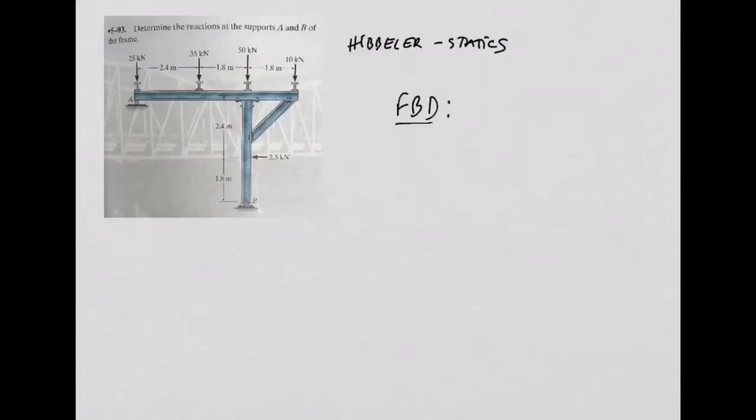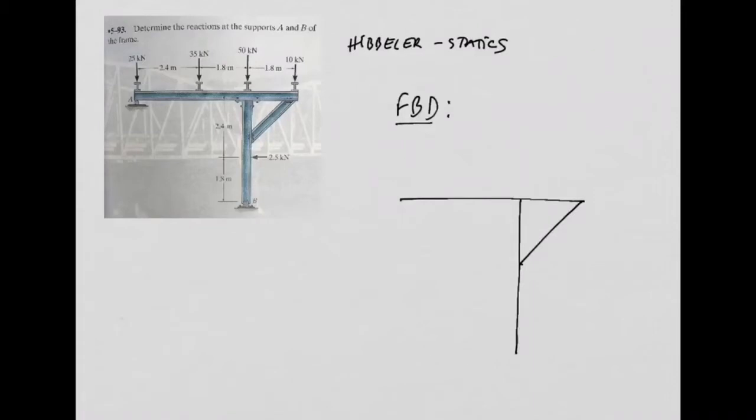For the free body diagram, you can make a simplified version. So you don't need to draw all the details of this frame. For example, for the beam, you can just say, okay, this is the beam, right? This is the column, and this is the other beam over there. So we can make this kind of more simplified model.